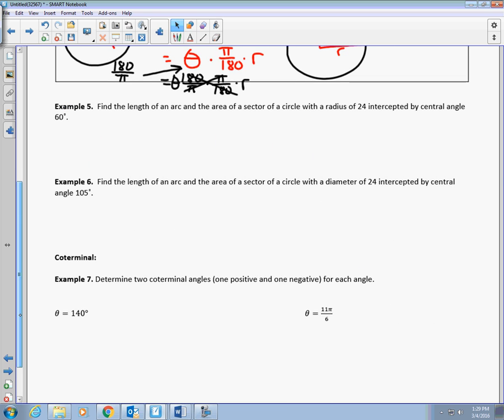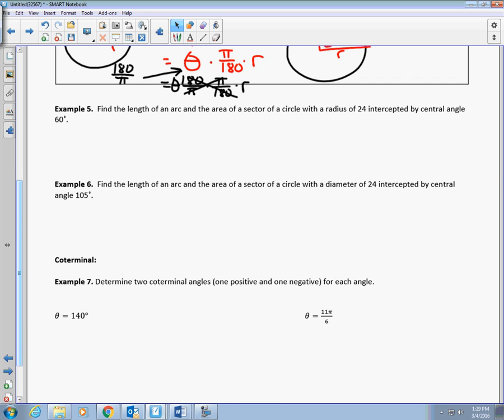Let's apply it a little bit more. We'll do 2 more examples. Example 5 and example 6. Example 5 says find the length of an arc and the area of a sector of a circle with a radius 24 intercepted by a central angle of 60 degrees.